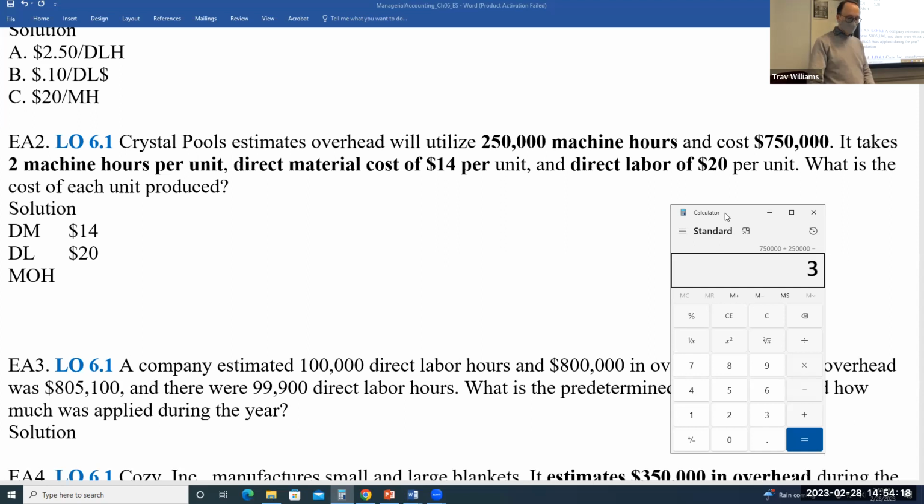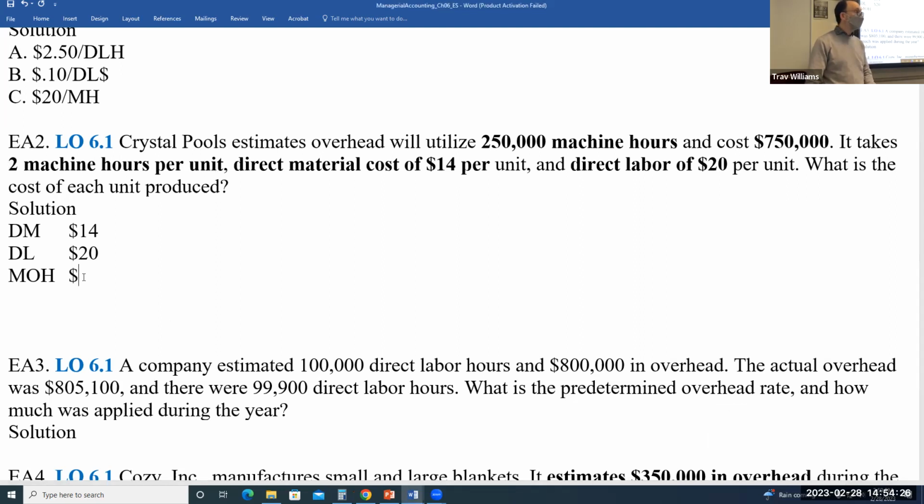Multiply by 2 machine hours. Right? Because it says there are 2 machine hours in each unit. So we got our overhead allocation rate of $3 per machine hour, multiplied it by the 2 machine hours per unit, and now we have our overhead rate per unit. That's something that's easy to get mixed up, right? We have to keep in our mind the activity is different from the number of units we're producing.